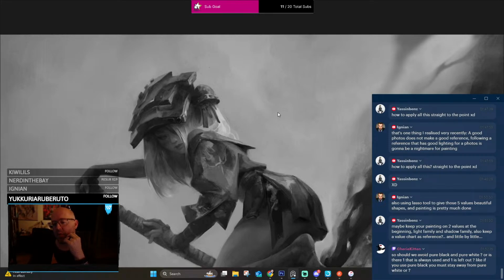So should we avoid pure black and pure white? Yes. I would personally stay away from both of them. The darkest I would get is probably like a 95%, which is still insanely dark. And then the lightest, you could do pure white. I mean, you can do whatever you want. You could do both. But I would shy away from them because that means you can also save them if you have a specular highlight that you know is going to be pure white. Save it to the very last brushstroke till you go boop.